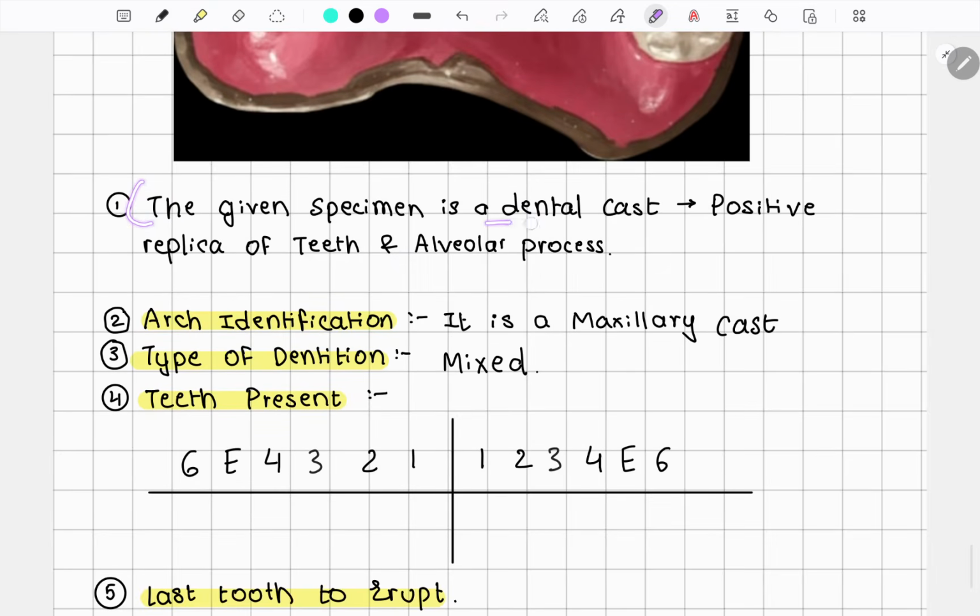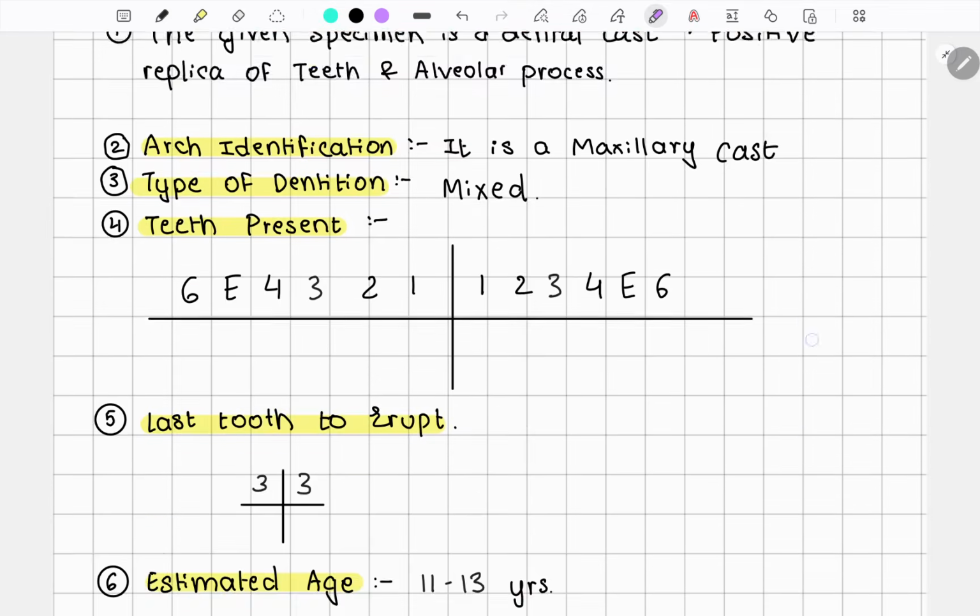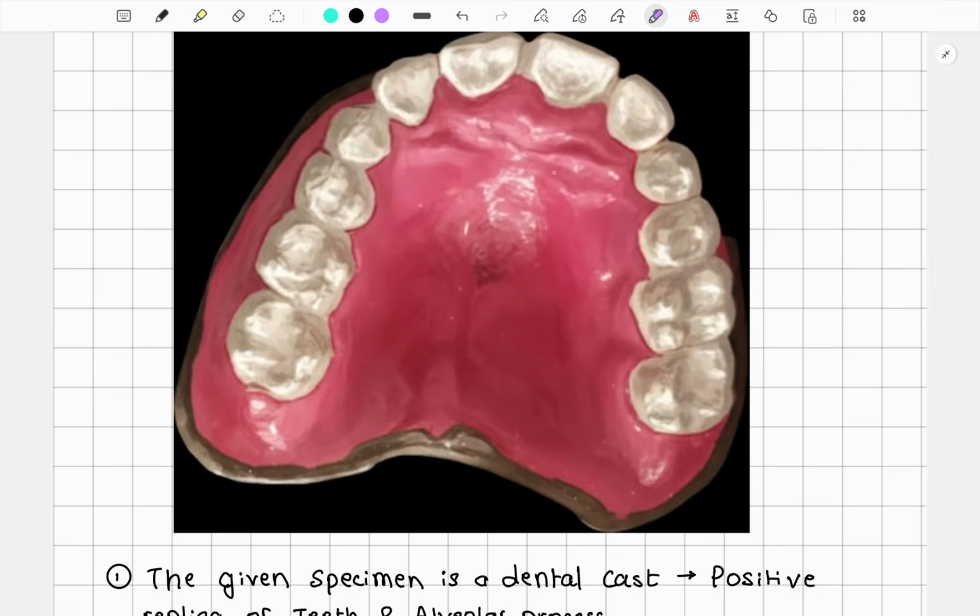The given specimen is a dental cast, positive replica of teeth and alveolar process. The arch identification will be that it is a maxillary cast. Type of dentition, it is a mixed dentition, and the teeth present are 1, 2, 3, 4, E, 6 on both sides. The last tooth to erupt is 3 on both the sides, and the estimated age will be 11 to 13 years. There are no anomalies present. So this will be the identification of this particular cast.